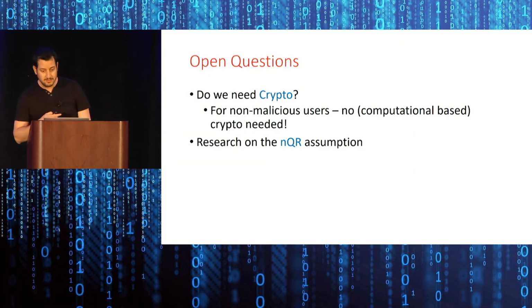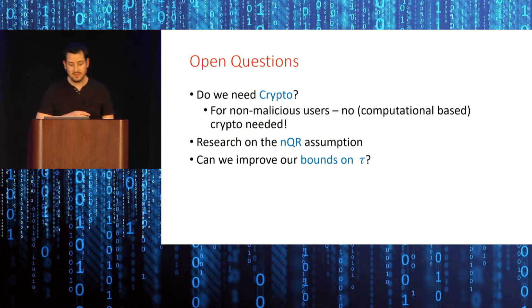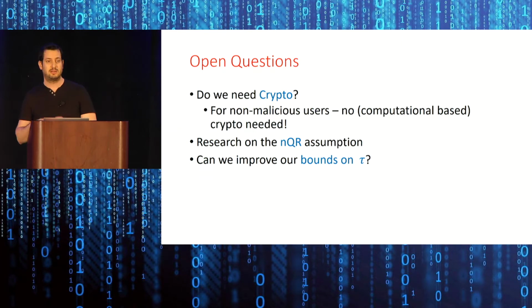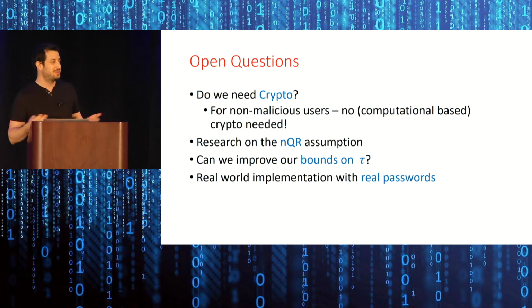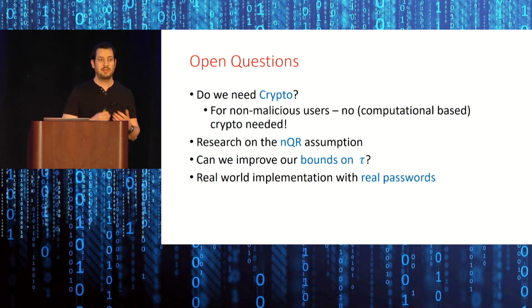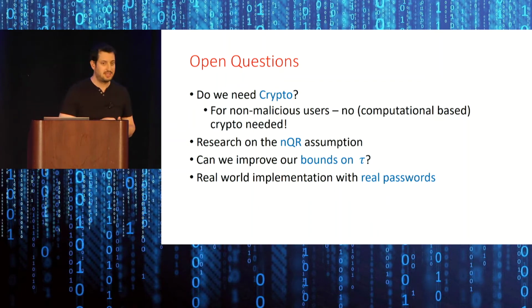In the more real-world area, a very important question is: can we prove the bounds that we have on tau? We want to be able to identify passwords that are used by as small a part of the population as possible, and blacklist them. And the main reason it was important for me to talk here today is that we want real-world implementations of this protocol on real passwords, to see if we can get any nice results out of it. That's it.